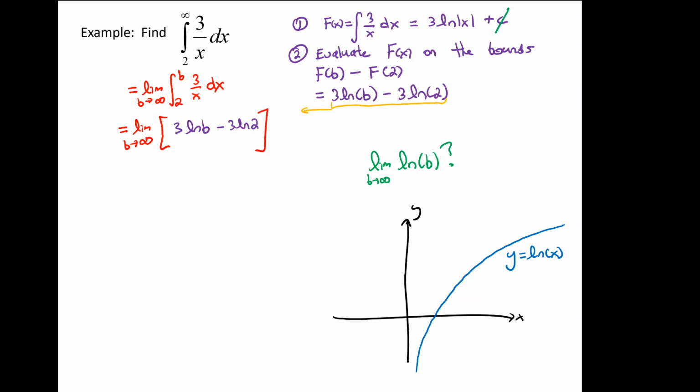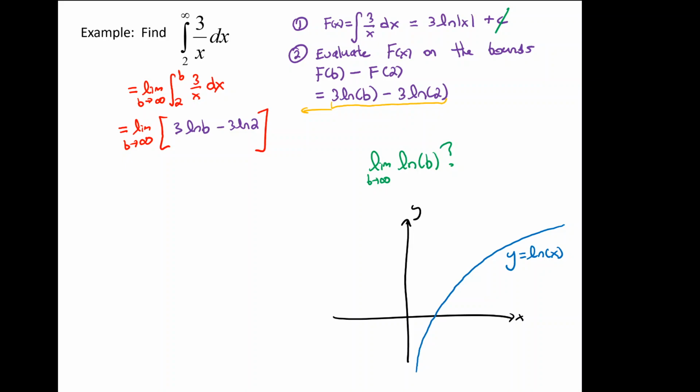One, I should mention that I dropped the absolute value signs because we plugged in b. B is going to infinity, so b is a positive number, and the absolute value is something positive. The absolutes disappear. And then we're plugging in the bottom bound, which is 2, which is positive. So the absolute value signs can be dropped.